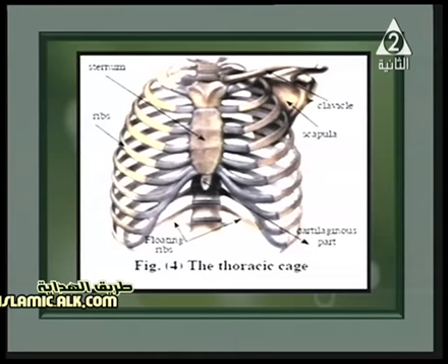So what are they called? As they are short, we call them floating ribs, and they have an important role in the inhalation and exhalation process.